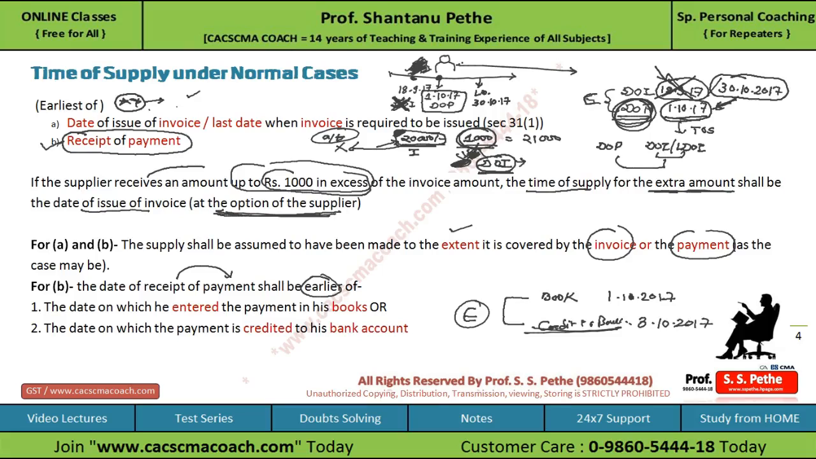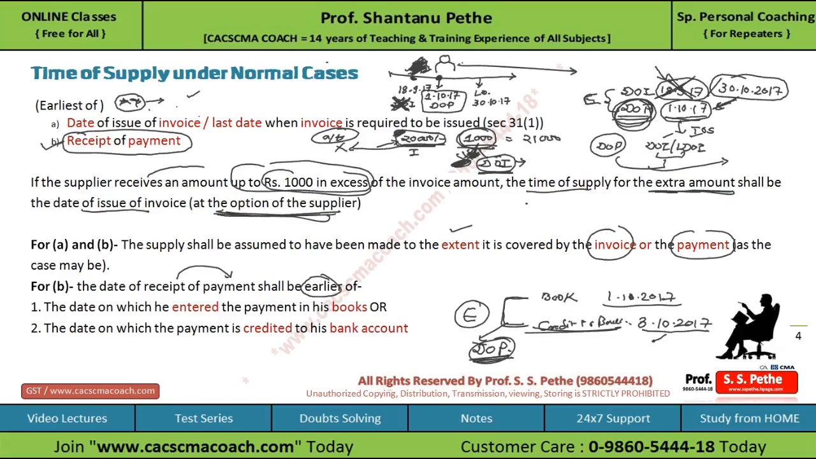So here you first have to determine the date of payment. So date of payment will be whichever is earlier. So 1st October 2017 entry in the books and amount credited into a bank account was 3rd of October. So whichever is earlier will be treated as the date of payment. And then with this date of payment, you will compare with the date of invoice or last date of issue of invoice, and then you will be able to ascertain the time of supply of these goods.